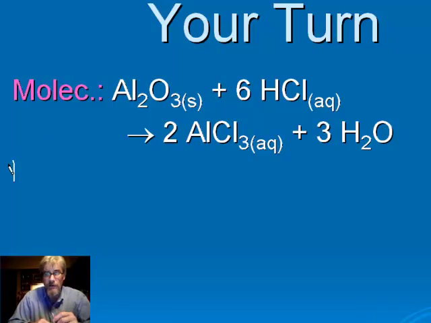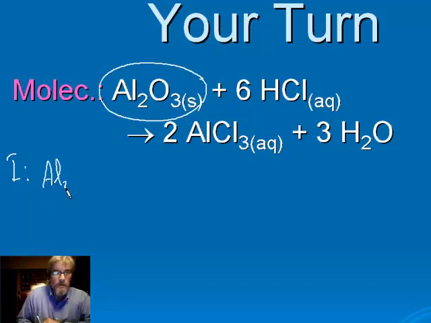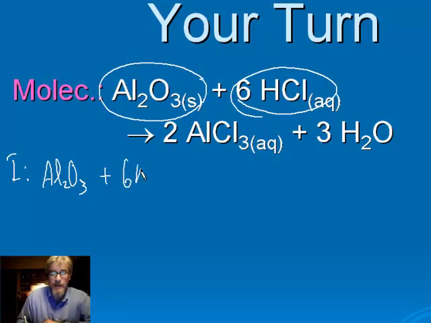Okay, here's the ionic equation. Al2O3 I cannot split up. That's an insoluble solid, so I have to keep it as Al2O3. HCl is a strong acid, which makes it a strong electrolyte, so I can split that up. That gives me 6 H pluses and 6 Cl minuses.